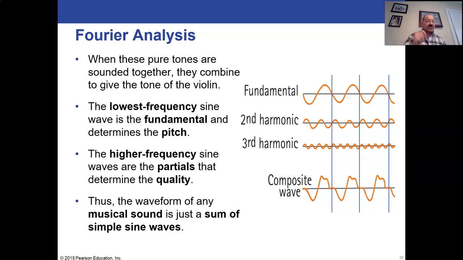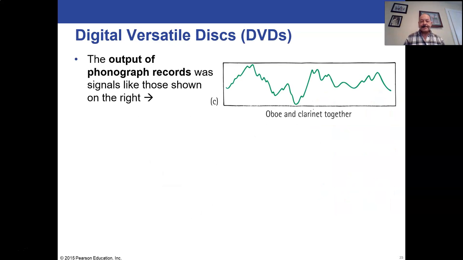And this is extremely useful for reproducing sounds because it's very easy to generate individual sine waves. It's harder to produce these composites. But if you know what all the pieces are, that becomes trivial to generate each of those frequencies and each of those amplitudes. So let's talk about digital information here.